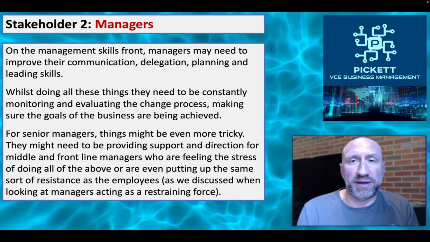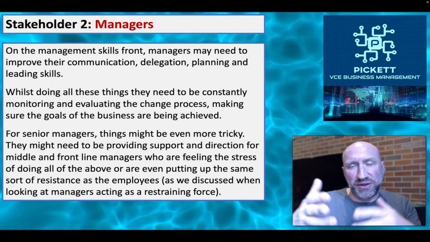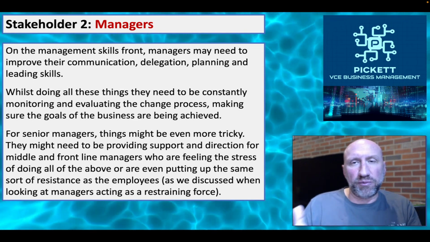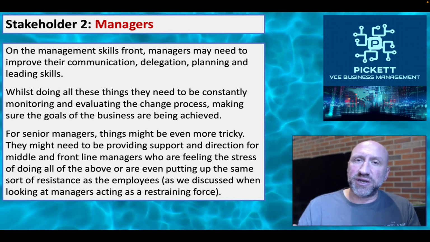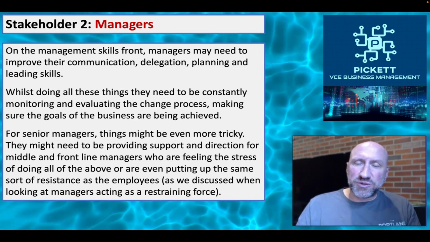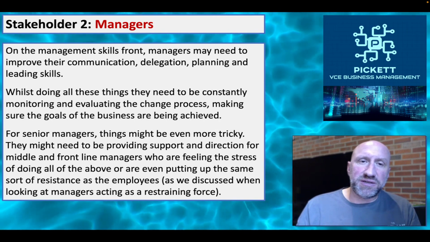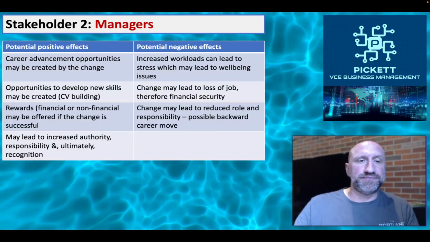If they're not on board with it, it's very unlikely then that the employees working for them are going to be on board with it either. So yeah, look, generally it can be really, really challenging, to the point that the employees working for the managers don't even realize the stress that managers are going through.